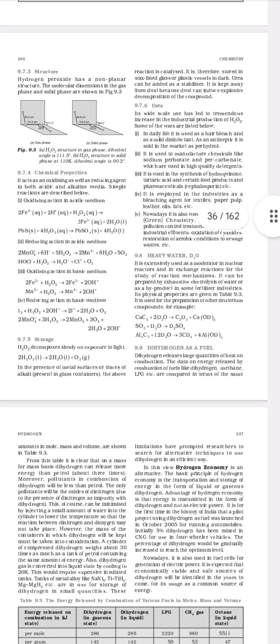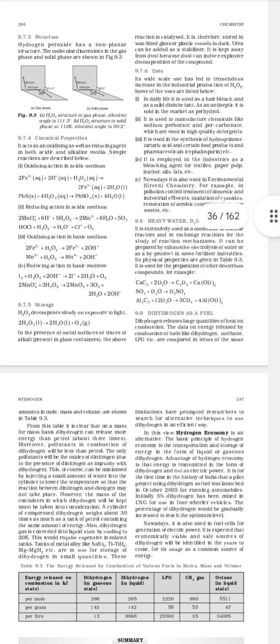Next is heavy water, D2O. It is extensively used as a moderator in nuclear reactors and in exchange reactions for the study of reaction mechanisms. It can be prepared by exhaustive electrolysis of water or as a byproduct in some fertilizer industries. Its physical properties are given in the table. It is used for preparation of other deuterium compounds.